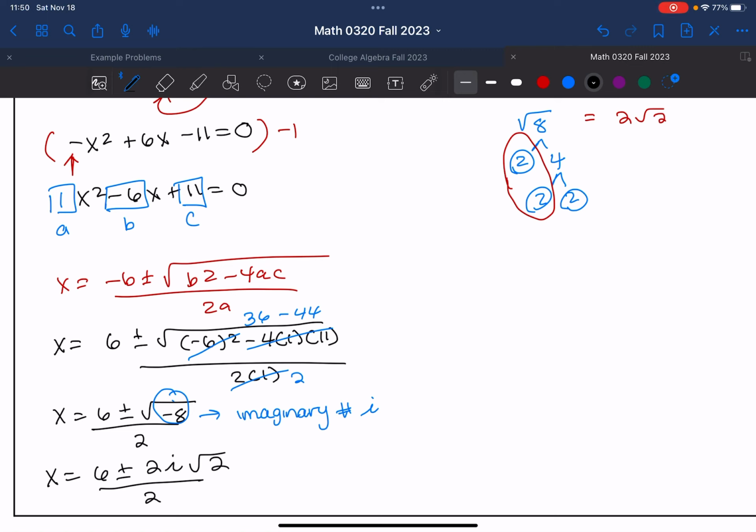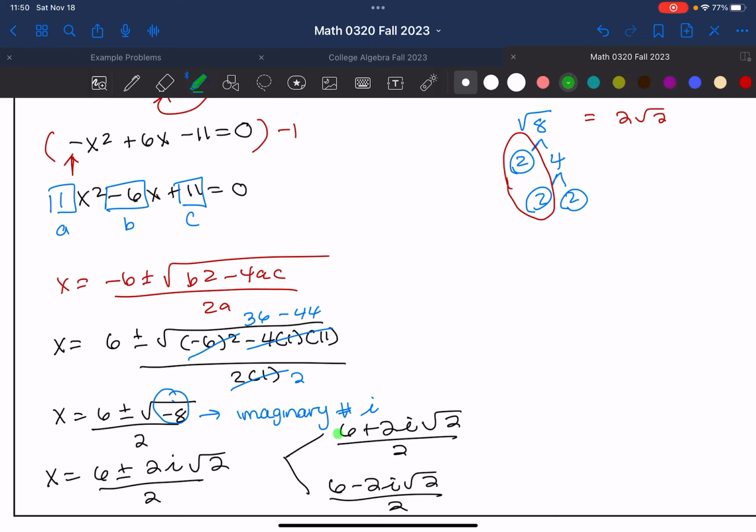Remember, this is the same as splitting it into two different answers, one with that plus, one with that minus. So 6 plus 2i square root of 2 over 2, and 6 minus 2i square root of 2 over 2. If we look at all of these terms here, notice how they can all be reduced by 2. Which means that 6 is now a 3, and all those 2's are now 1's.